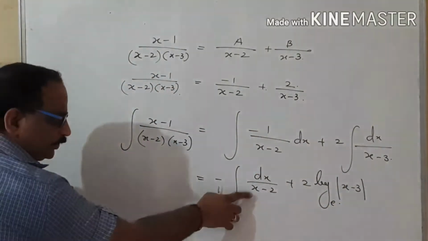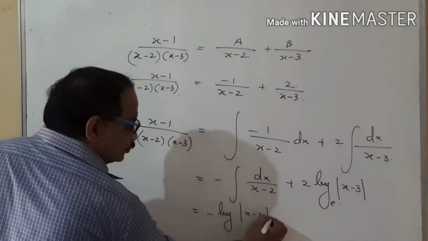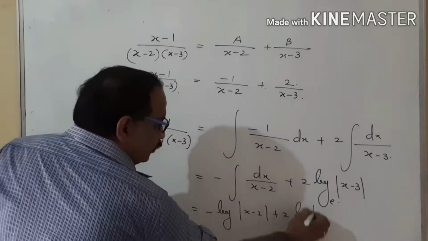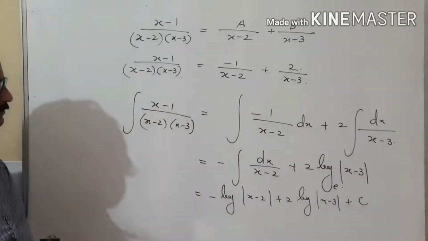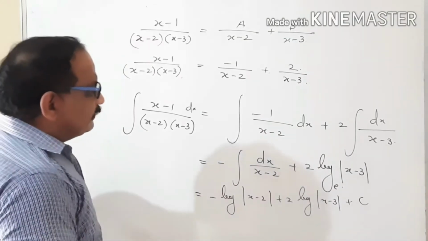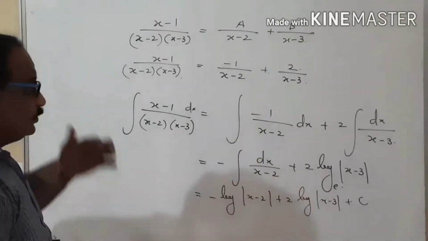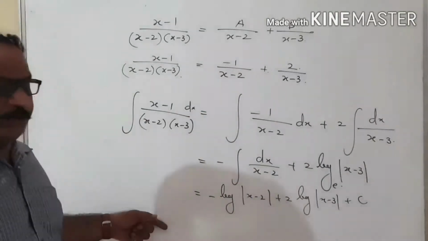The same thing I should use here. So this will be minus log of x minus 2 plus 2 log of x minus 3, plus some constant of integration c. That is the portion we have. So that is the first method, how we can do the partial fraction, and by using that we are able to integrate each of them individually. That is the first one.